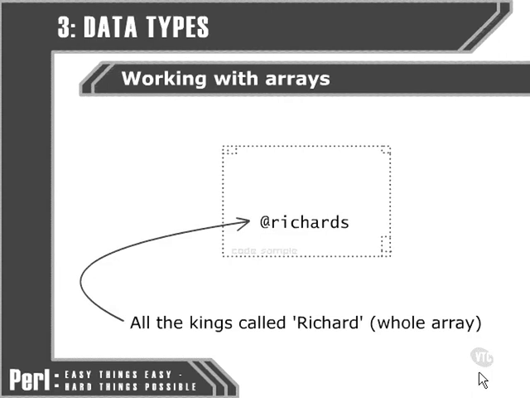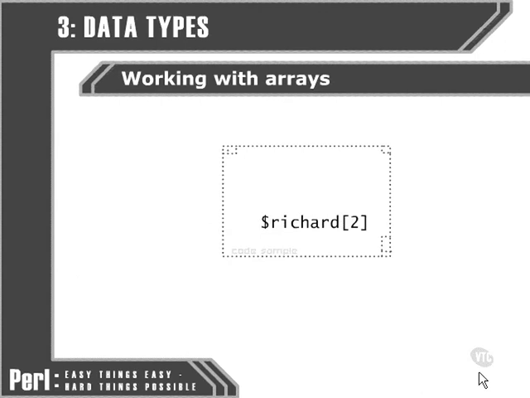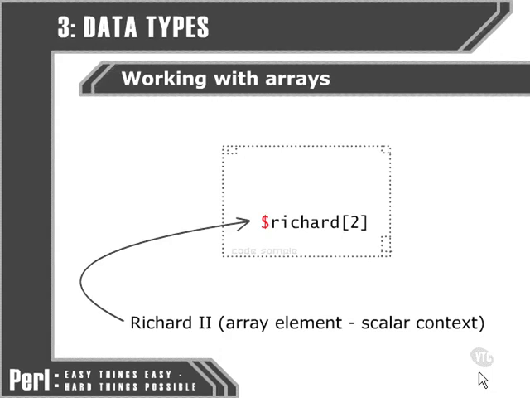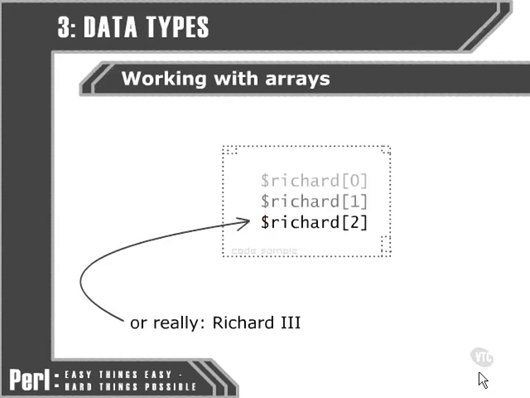So what we do is we use the $ sign again to show that we're referring to a scalar value, then we give the array name, and then we use a pair of square brackets at the end, and then the element number, in this case number 2, and it looks rather like King Richard II. Now this is actually a little confusing at this point when you're not used to it, because this is not really King Richard II, but King Richard III.